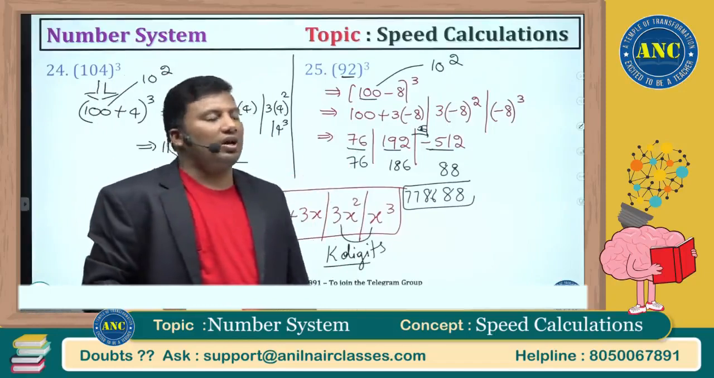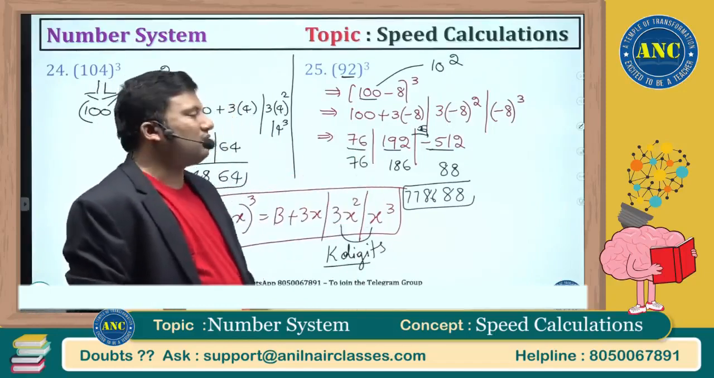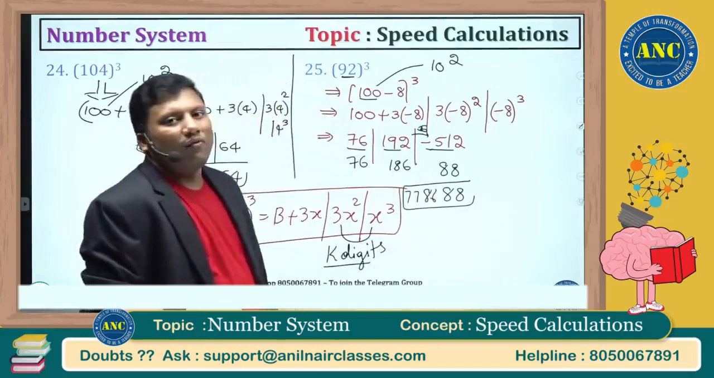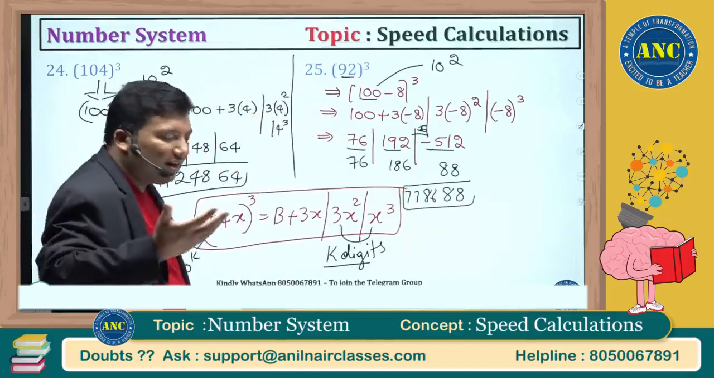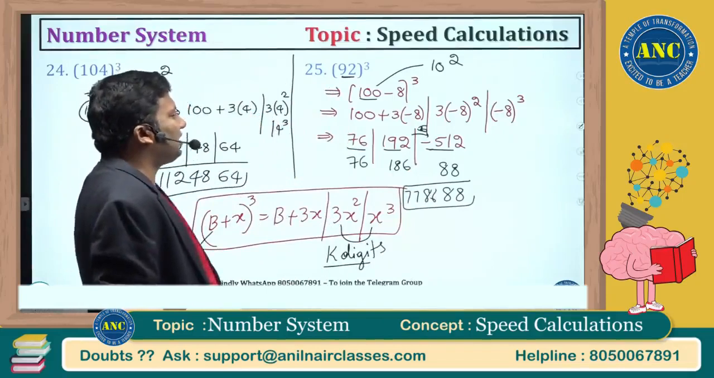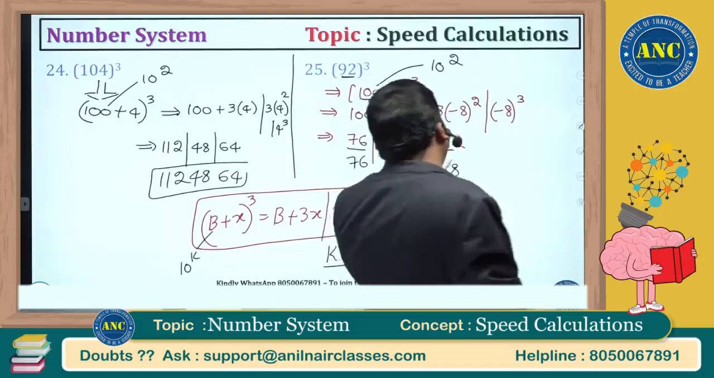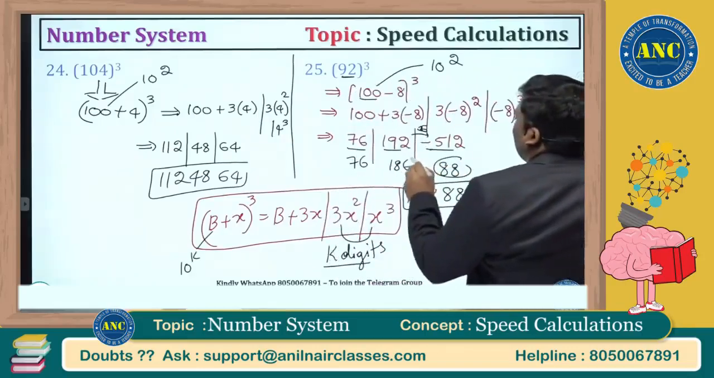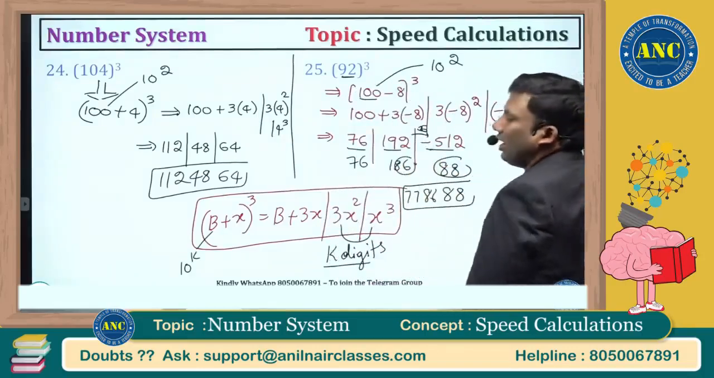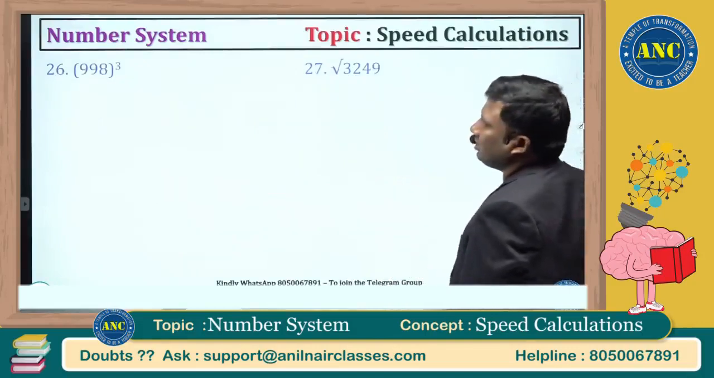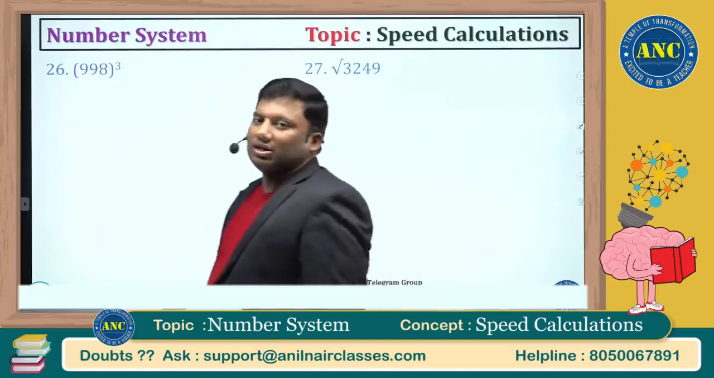400 minus 512 is negative. 500 minus 512 is negative. 600 minus 512 is 88. 192, 6 is carried. Remaining is 186. 100 is 10 square, so in the last two places it should take only 2 digits. 88, 86, 1 carried. It is 77. I hope the idea is clear.